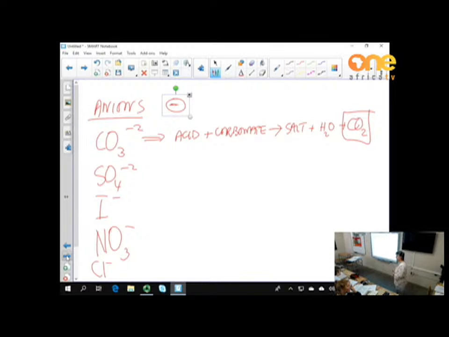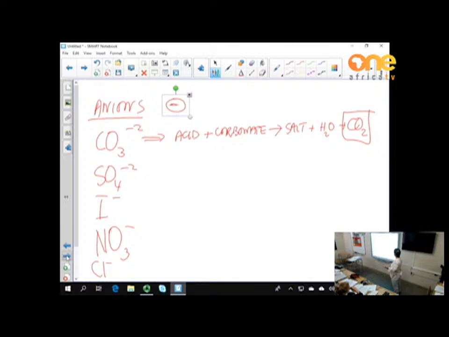So, how do we test for carbonates? Well, we will add an acid to the carbonate. And it's going to fizz. It's going to bubble. There's going to be effervescence. So the moment you see that, you have to catch the gas, and you have to test the gas to see whether it will turn clear lime water milky.